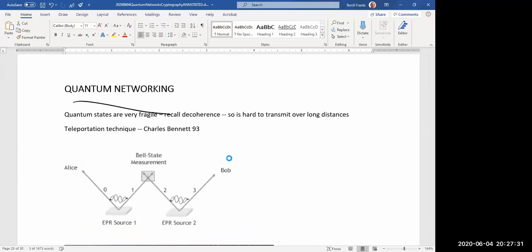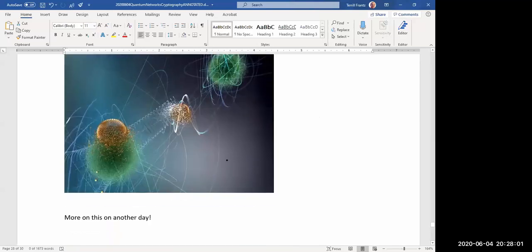And in the quantum networking space, you want to take a look at a technique called Bennett 93, which is very similar to the approaches of the prior two, but it's how quantum information is being transferred in the form of a network.